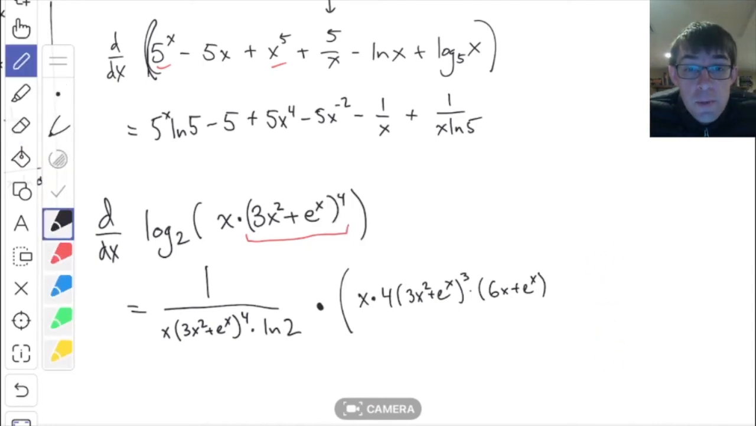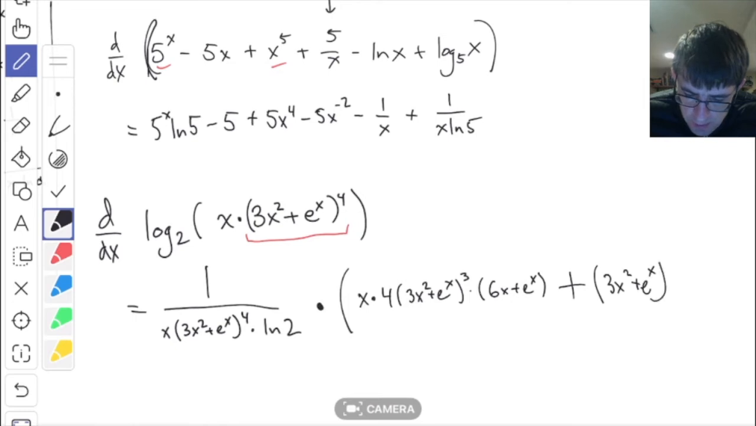Remember, I'm doing the product rule. I need to continue the product rule. Plus, what I've done so far was the first part times the derivative of the second part, and now I go plus the second part like it is, 3x squared plus e to the x to the 4, times the derivative of the first part, which is 1. And this is the whole answer.